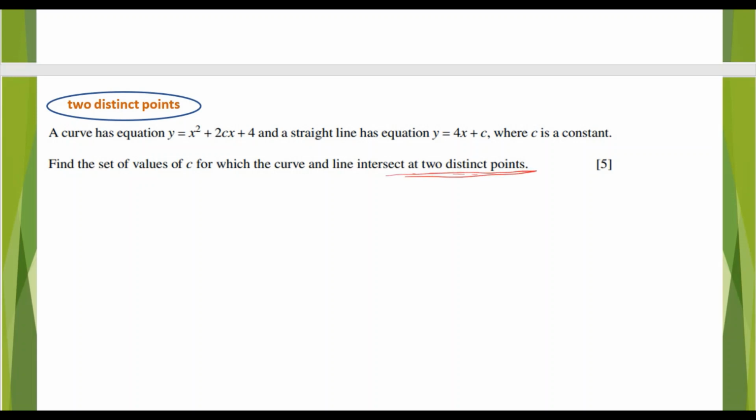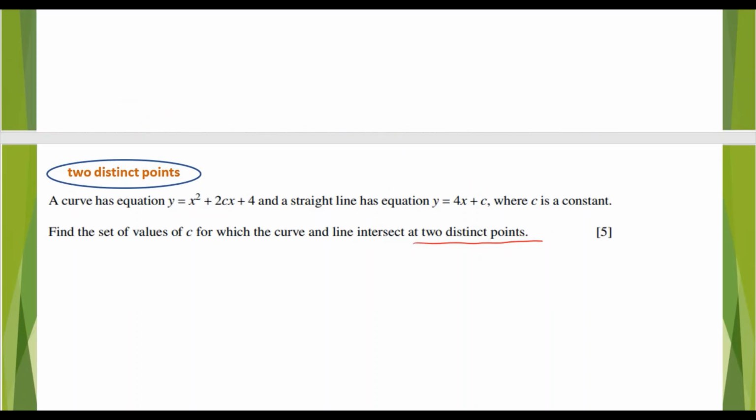So the keyword is given here: intersects at two distinct points. So we can say b squared minus 4ac is greater than 0. Since it intersects, we can equate both the quadratic and the line equation. So we can write x square plus 2cx plus 4 is equal to 4x plus c, and bring everything to one side. So we'll write x square plus 2cx minus 4x plus 4 minus c is equal to 0.